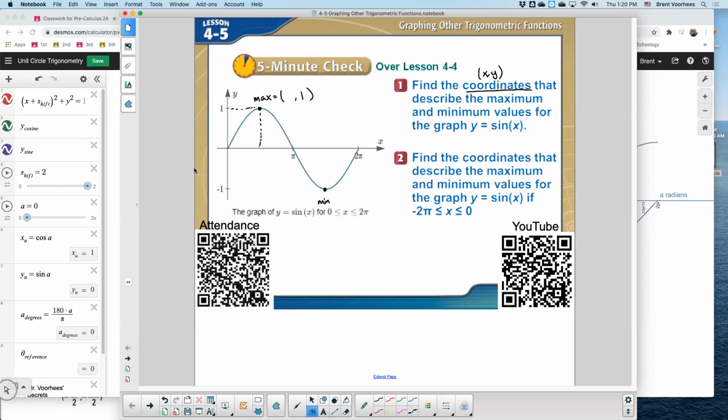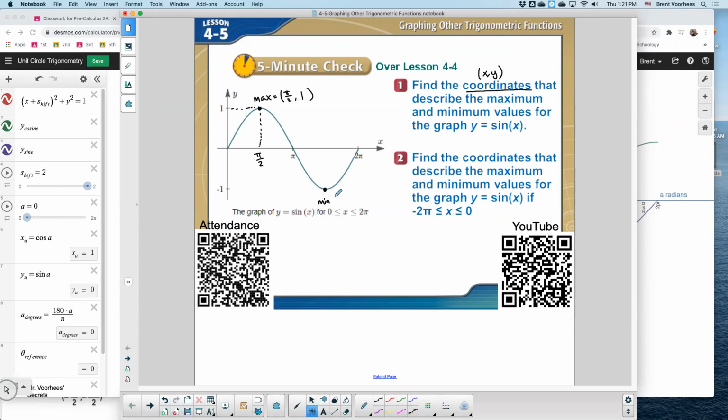Not all at once. If we skip the value here, pi over 2. That's right. It's halfway to pi, so this would be pi over 2. And so our X value for the max would be pi over 2.